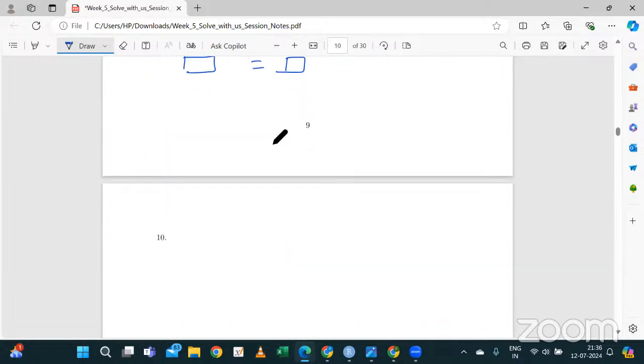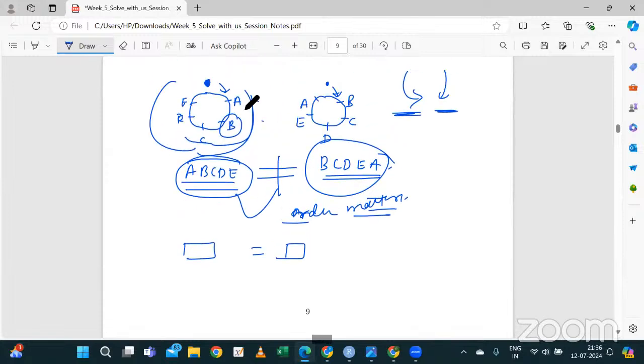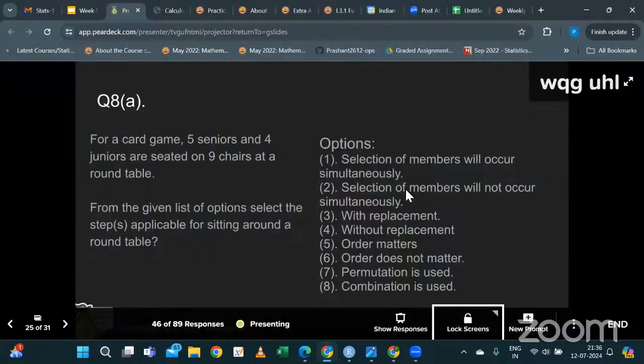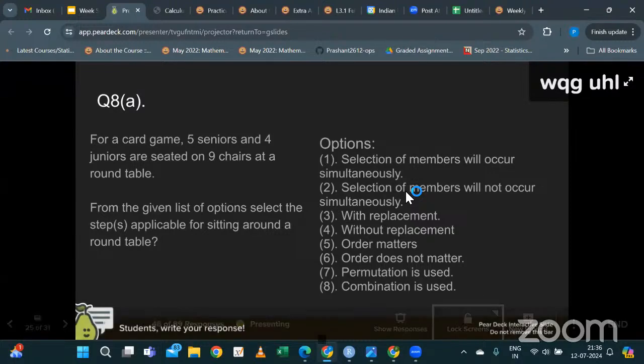Suppose you are here, for example, and you see the arrangement like this. What kind of arrangement will you get? You will get B A E D C. And if you are here, and you see the arrangement here, then C B A E D. Are both the same or different? Different. You have to think whether the sitting arrangement is the same or different. Is this clear?